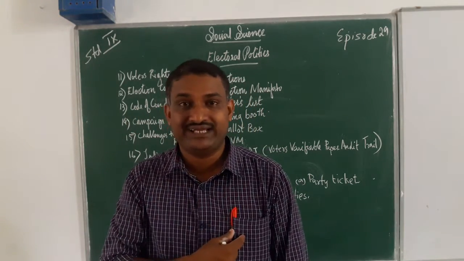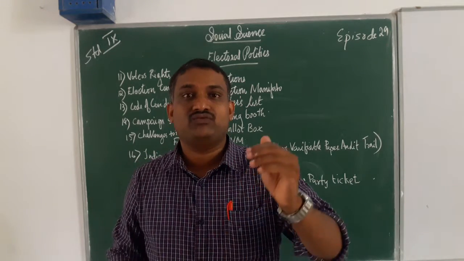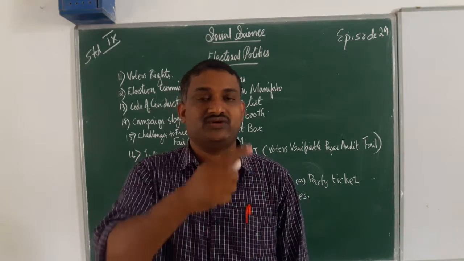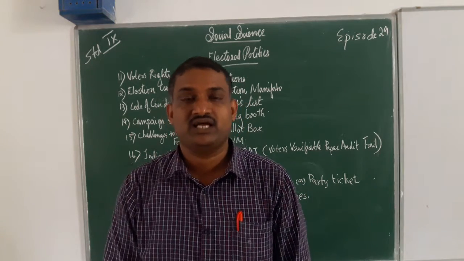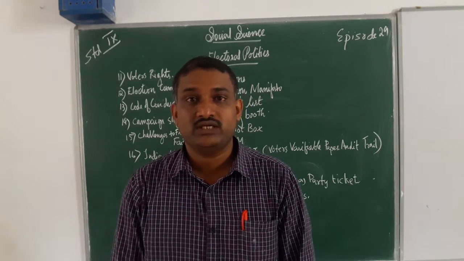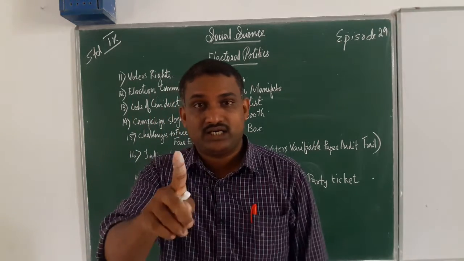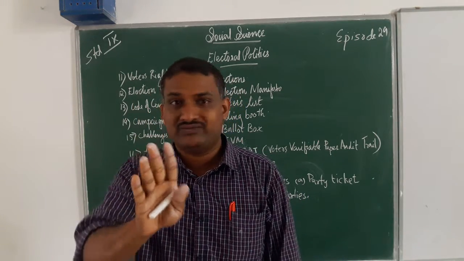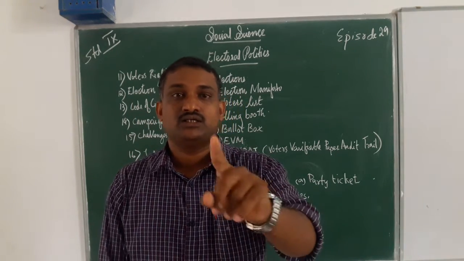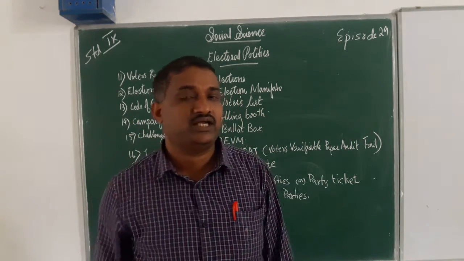Suppose I have an ID card and I want to cast a vote. With this ID card, I go to the polling station, but they say that I can't vote. Why? Because my name is not in the voter system. I have an ID card and everything, but my name is not there in the voter system. Definitely, I can't cast a vote.